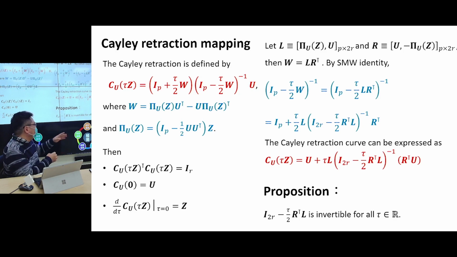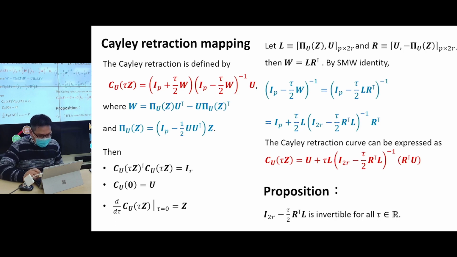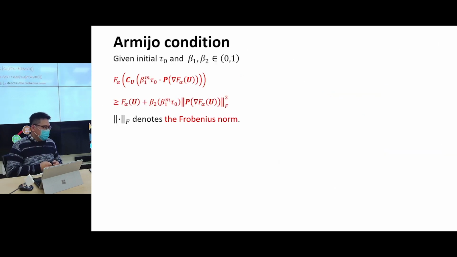The Cayley distribution curve is well defined for any tau. So this is the Cayley distribution mapping. Our next step is to determine the step size, and we use the Armijo-Hall condition to determine the step size. The Armijo-Hall condition is that, given initial tau 0 and beta 1, beta 2 belonging in (0, 1), the Armijo-Hall condition is given by this inequality.